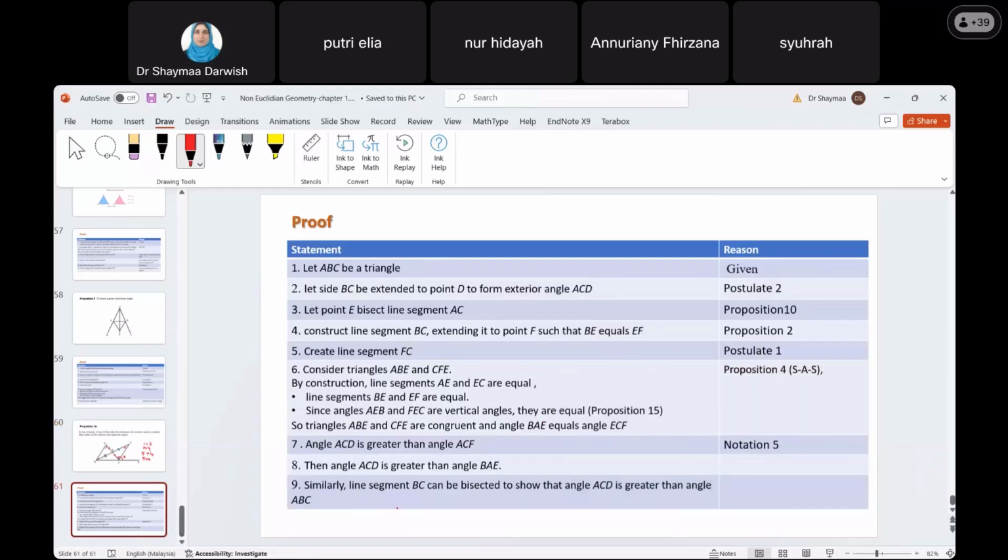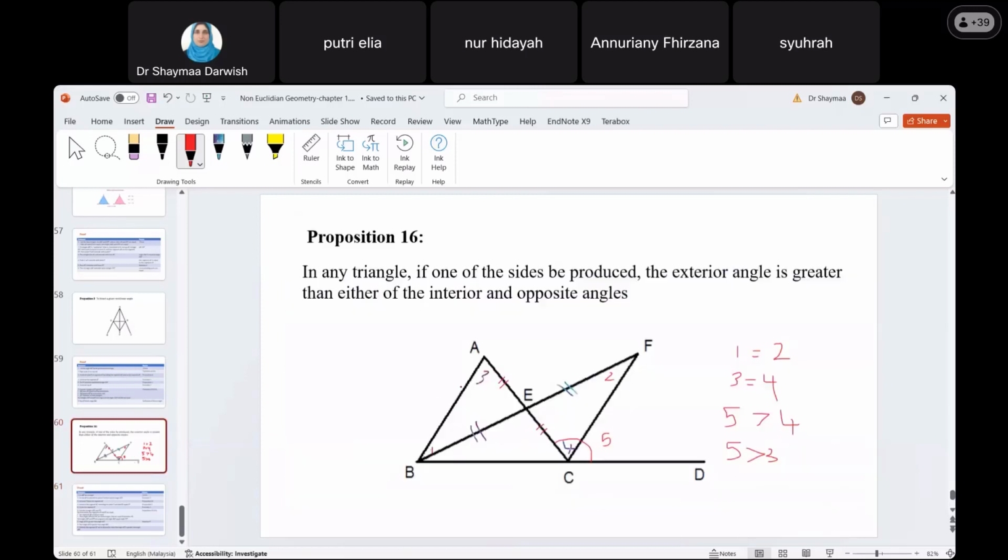Angle 5 is our exterior angle, and this is the angle that we need to prove it is greater than. So 5 is greater than 3.